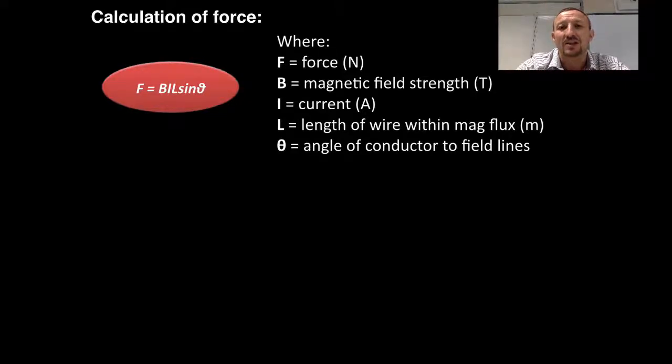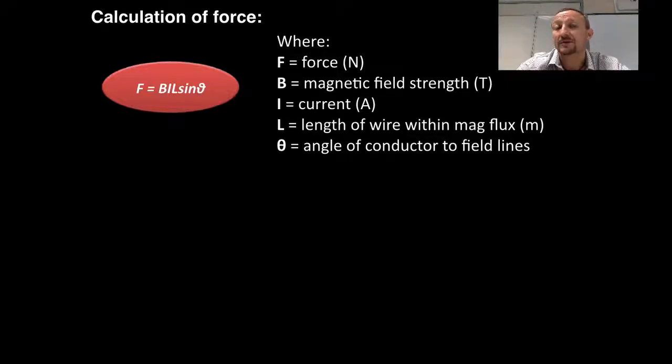Now, force is measured in newtons, magnetic field strength B is measured in Tesla, I is the current in amps, and L is the length of wire subjected to the magnetic field. This is in meters. Now, later in this post, I will put up some videos of some worked examples using this algorithm, and then there are some examples for you on a worksheet for you to work through. So that deals with the algorithm, and now we can calculate the size of the force which is generated.